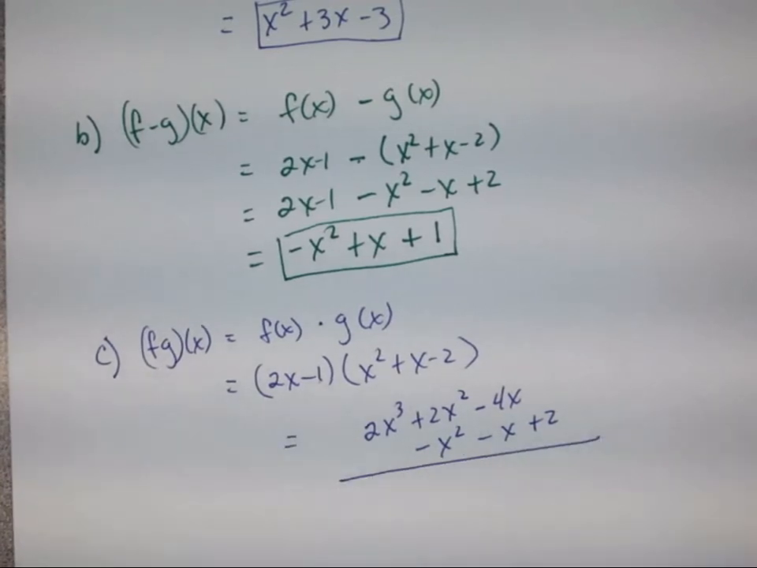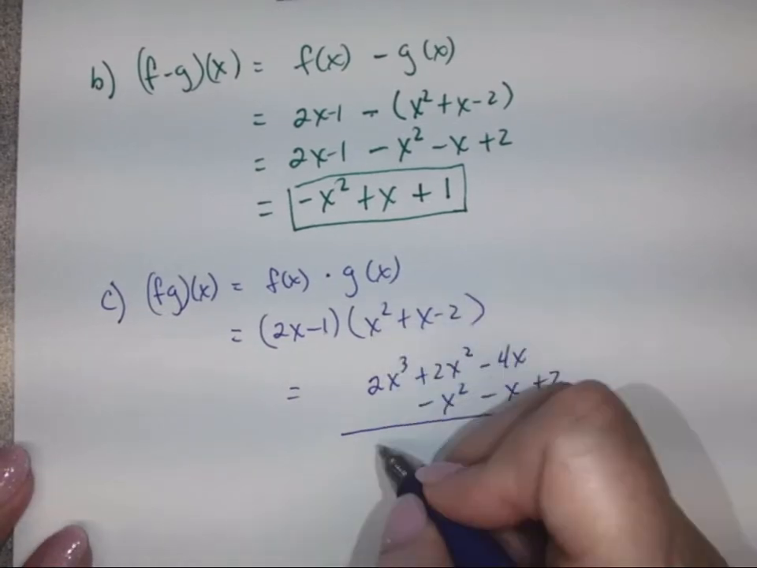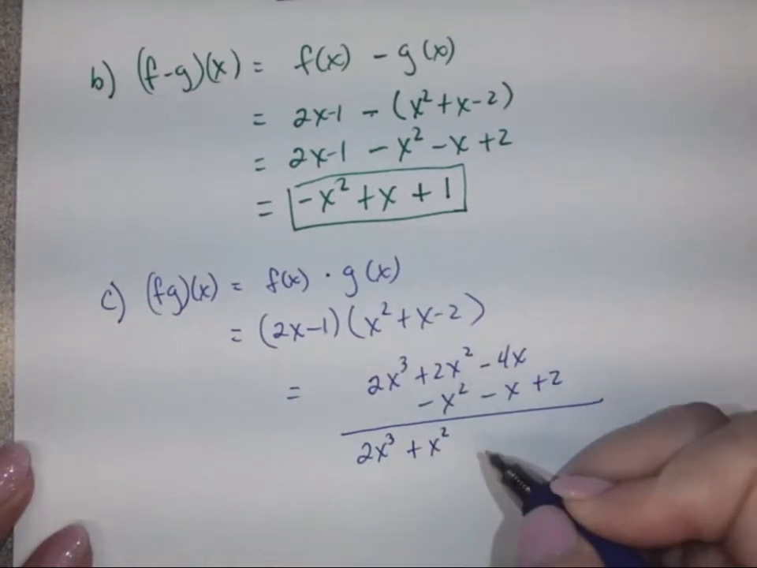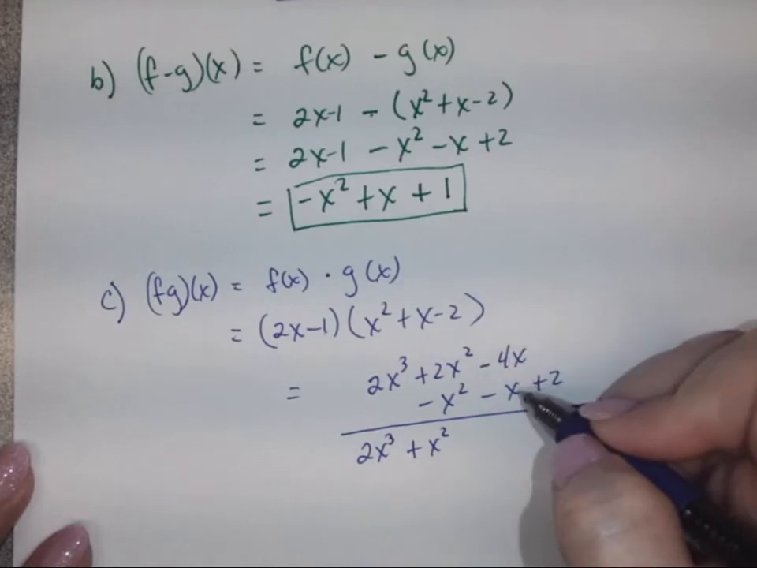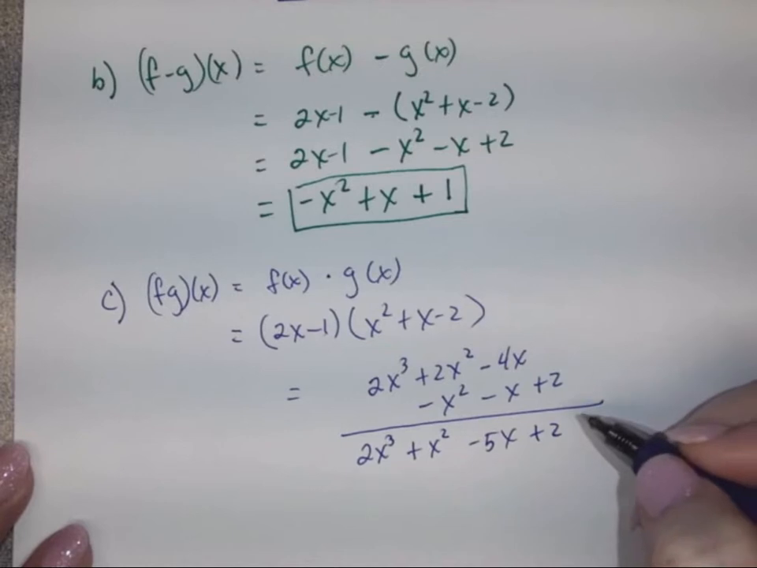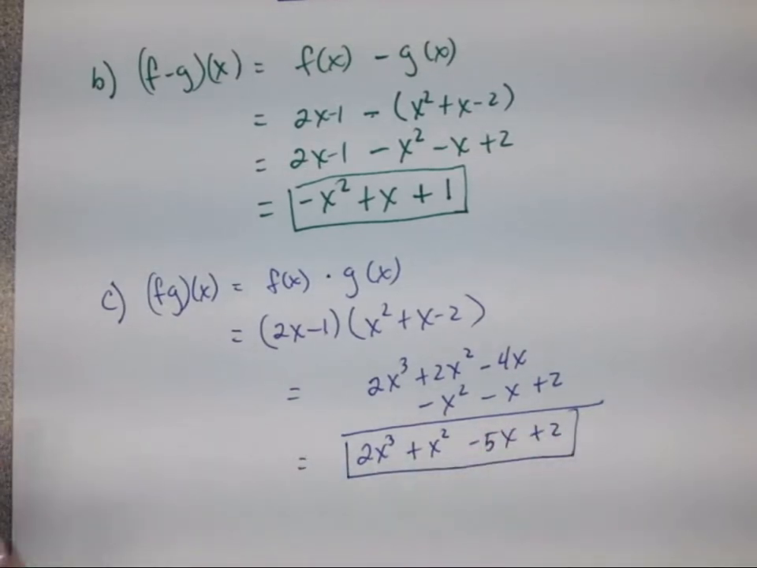And I'm going to draw a line, and because there's 3 terms of each, it's easier if I stack them to add them. So we have 2x cubed plus x squared. Negative 4 and negative 1 would get me negative 5x plus 2. And that would be the final answer for this one.